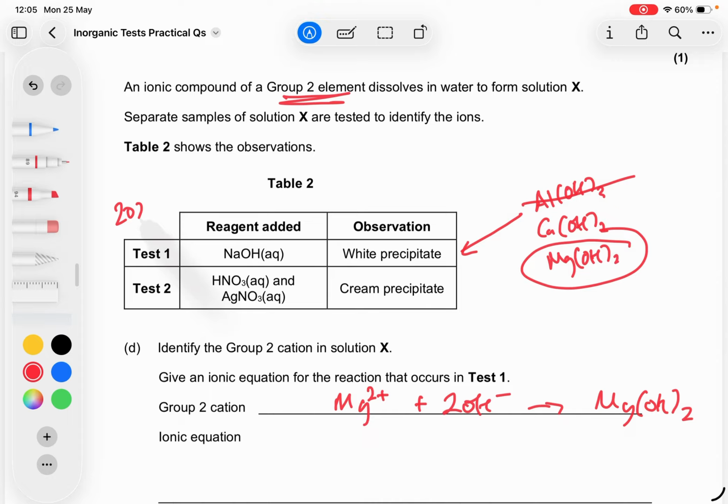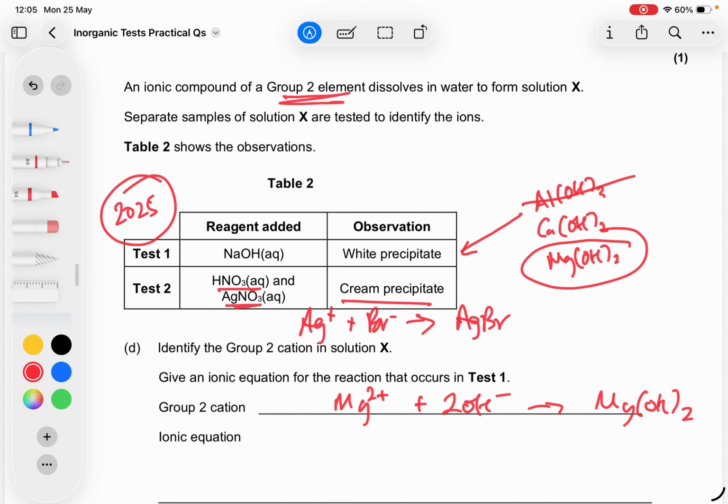So that would be magnesium, and the equation would be Mg2+ plus 2OH- gives you Mg(OH)2, and this is a question from, I believe, the 2025 paper last year. And when you get a cream precipitate with silver nitrate and nitric acid, that will be AgBr, and your ionic equation will be Ag+ plus Br-.